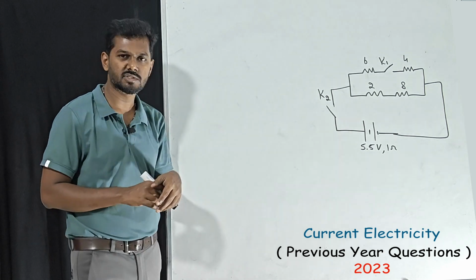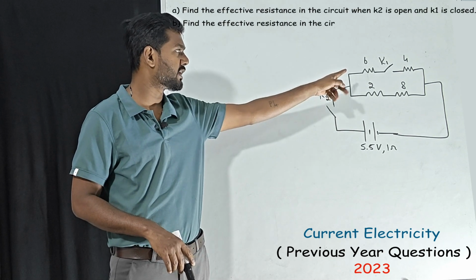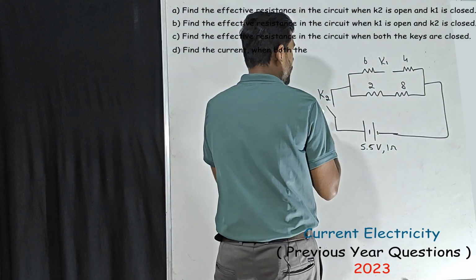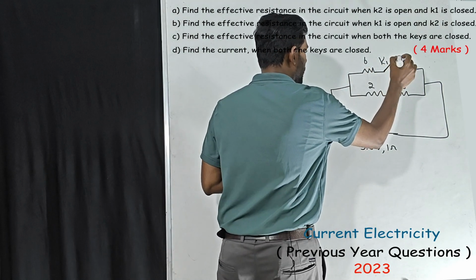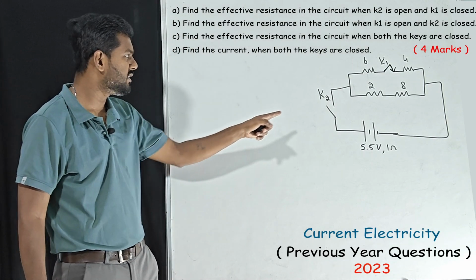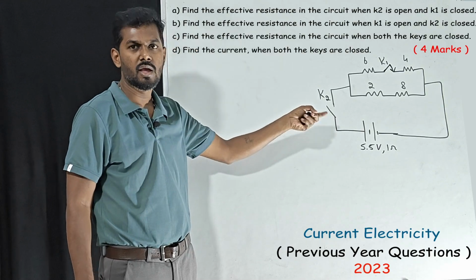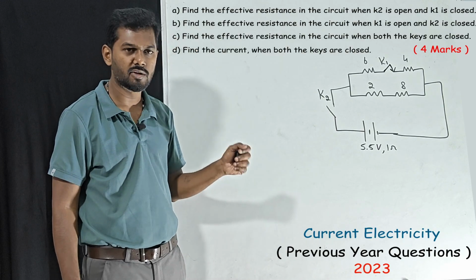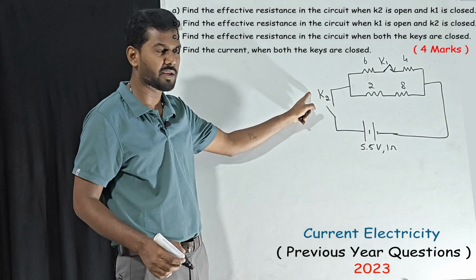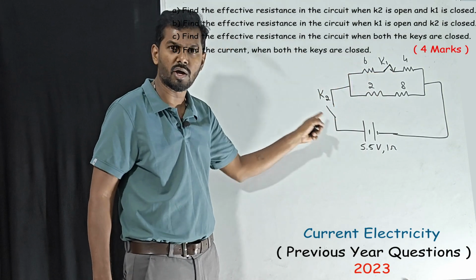Okay. What is the first question? When the key K2 is open and key K1 is closed. This is the symbol for a closed circuit and this is open. This is the first condition. This is the main key, correct? When the main key is open, no current will flow, because if it is open, no current will enter.